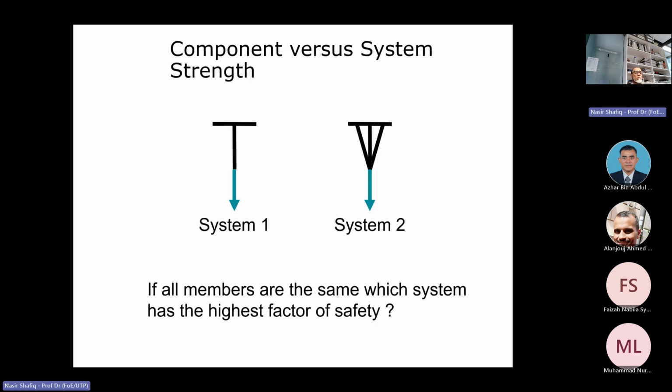But system two has three members, right? In that case, if any one of the components fails, the whole system is considered failed. So if all members are the same, which system has the highest factor of safety, right?